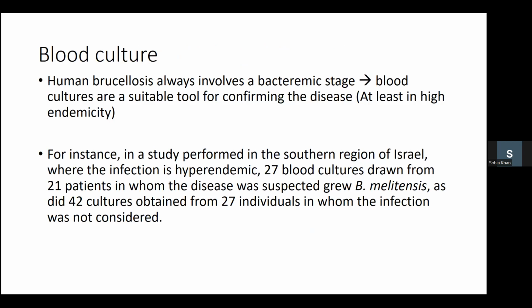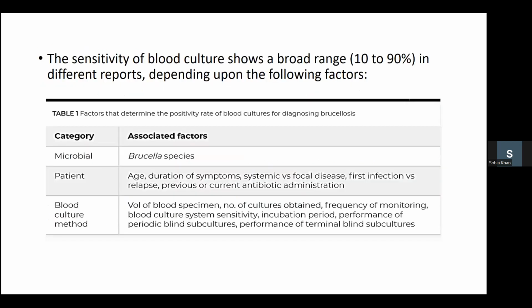27 blood cultures drawn from 21 patients in whom the disease was suspected grew Brucella, as did 42 cultures obtained from individuals in whom the infection was not even considered. So again, the silent invader, it may not show as many clinical features as it should. The sensitivity of blood cultures shows a broad range, from 10 up to 90%, and it depends on multiple factors.